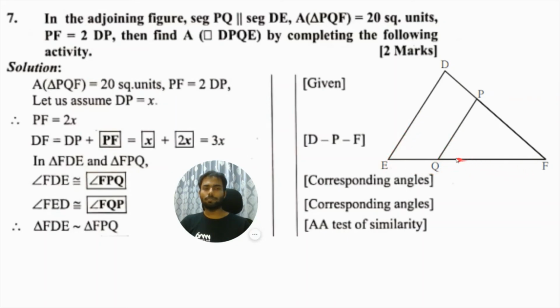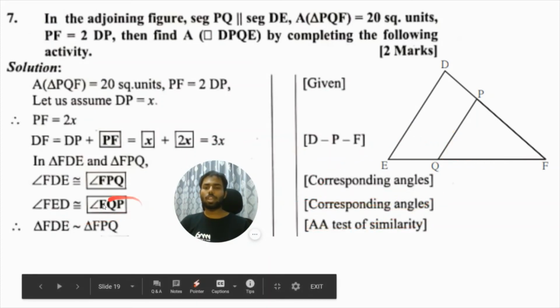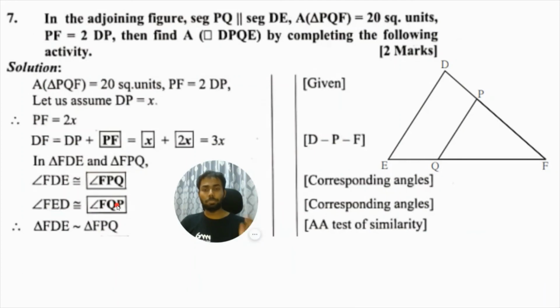FQP, that is this angle, right? So again I can see an inverted F forming. Whenever there are F shapes, these are corresponding angles. So here angle FQP will come. Okay, keep checking your answer, whatever you have written in the textbook or your notebook.